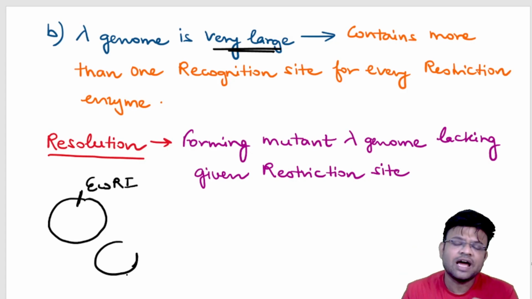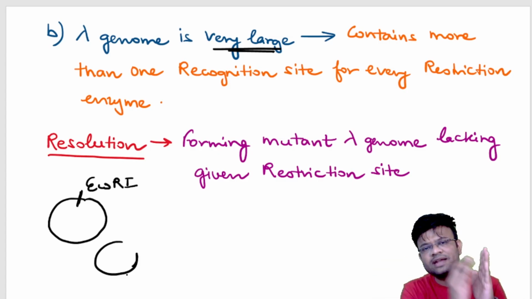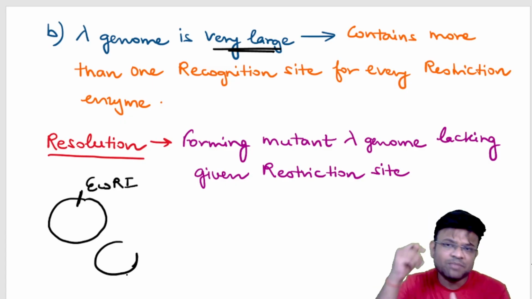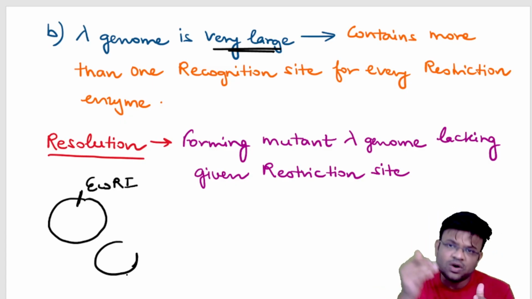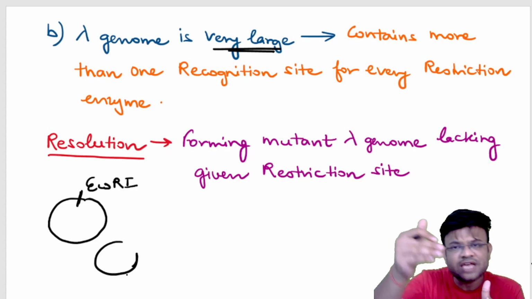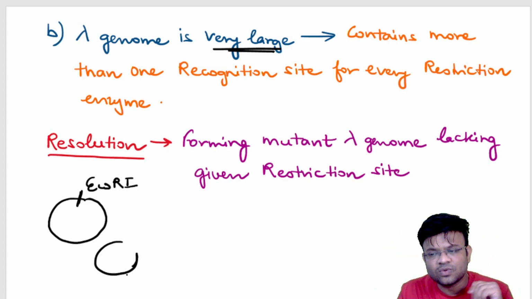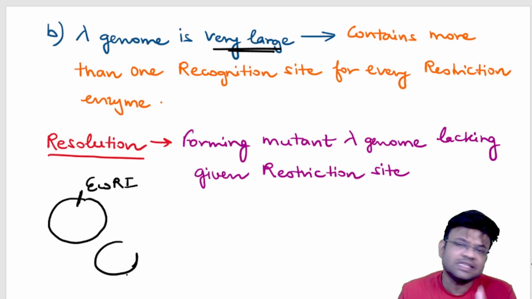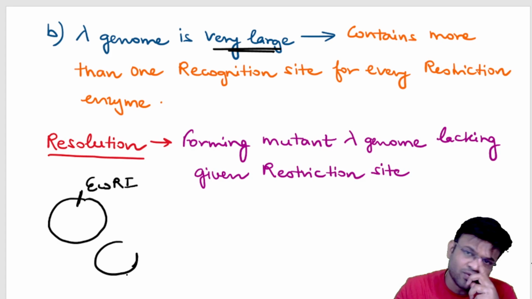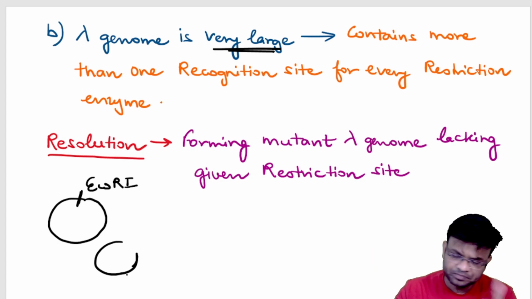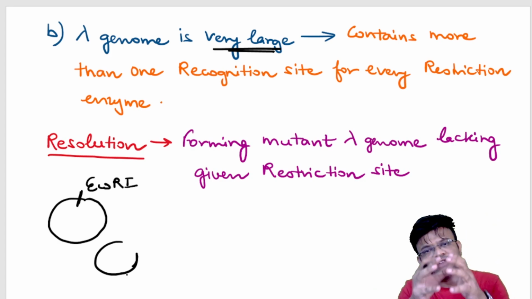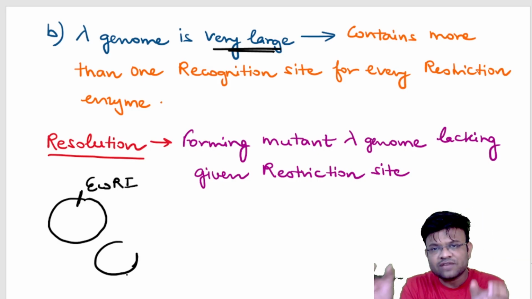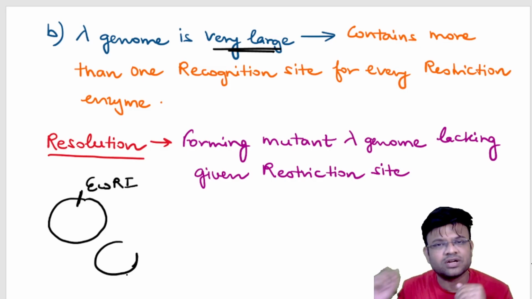But in case of the lambda genome, the genome is very big and it has multiple sites for one restriction enzyme. For example, BamH1 has 2 sites, EcoR1 has 3 sites, and HindIII has 2 sites. Because of this, whenever you are cleaving with any enzyme, for example EcoR1 with 3 sites, the vector itself will be fragmentized. This is not a very good thing to happen to a vector. The vector itself will be breaking down into a number of fragments. This is not a good thing to happen.